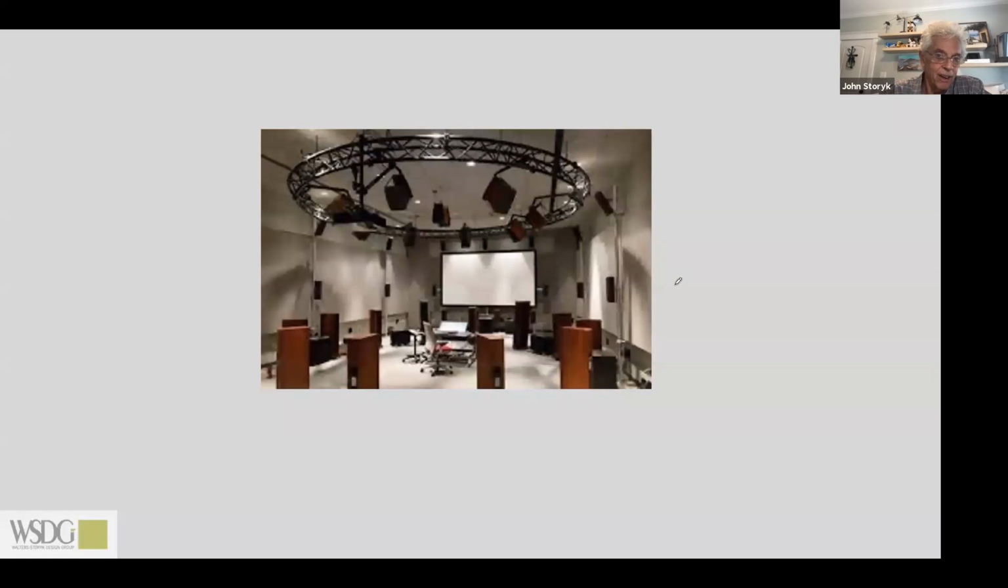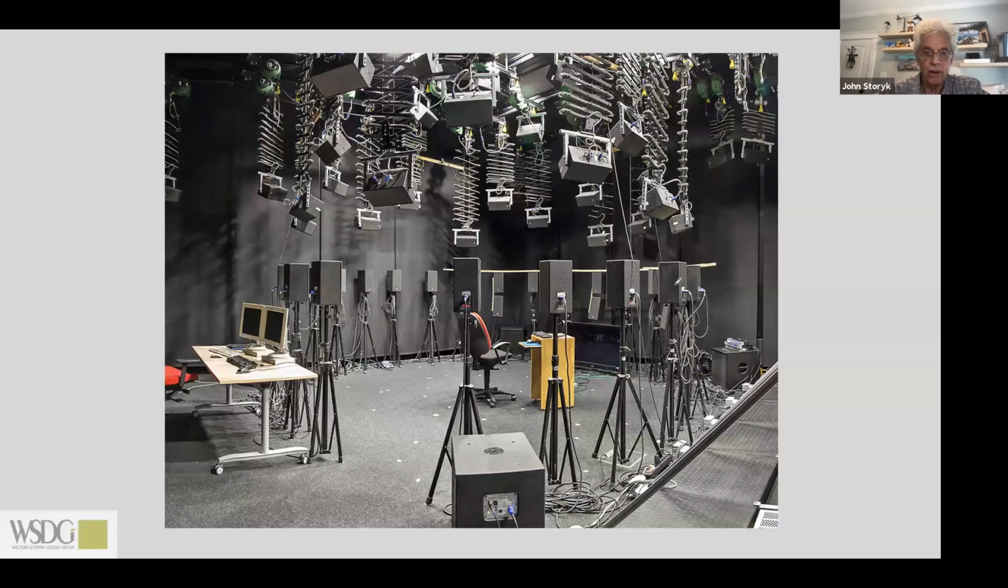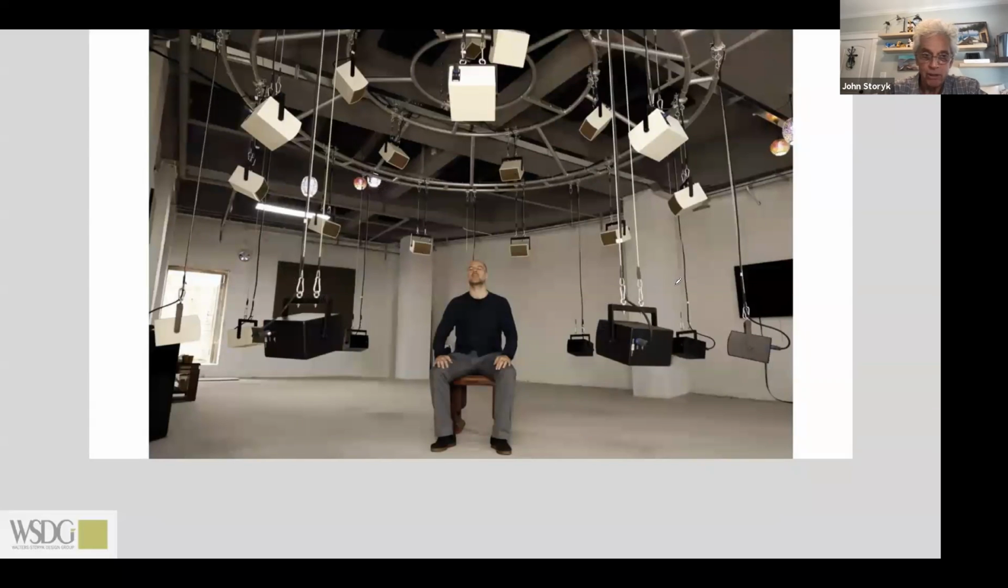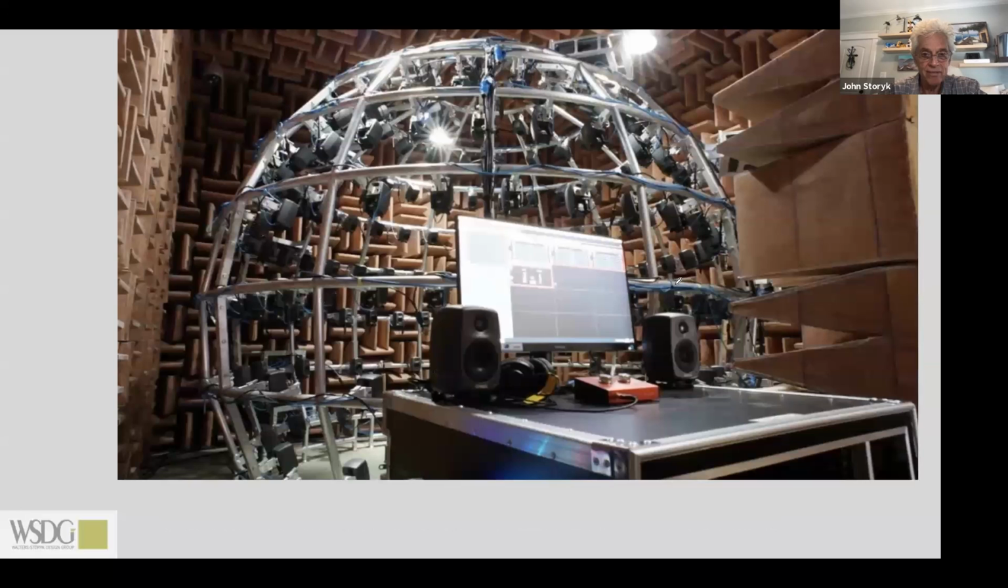So maybe our control room of the future is going to look like this, or maybe it's going to look like this. I'm not sure if I like this, but I certainly like the uniqueness of it. Or maybe it's going to look like this, maybe even like this. I'm not sure. I don't know.